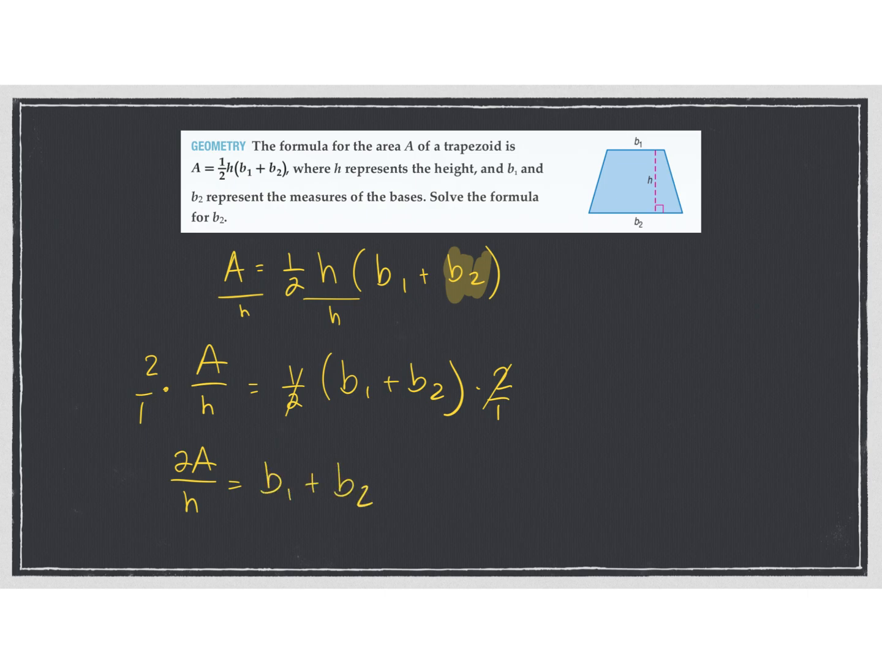Now I'm solving for B2. So the last step here will be to subtract the B1 on both sides. And I get that 2A over h minus B1 equals B2.